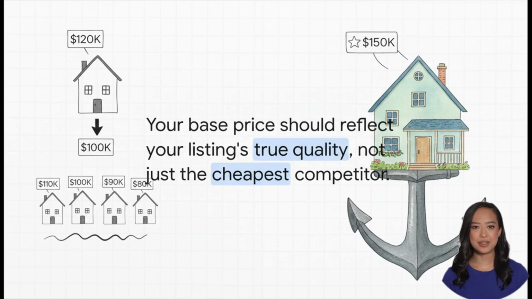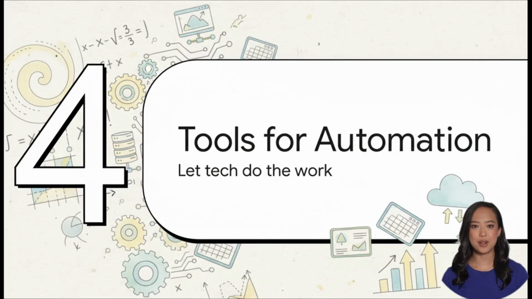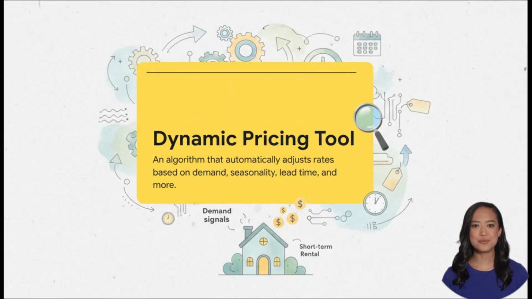Okay, I know what you might be thinking. This sounds like a full-time job. I don't have time to do all this math every single day. And you know what? You're right, it would be. But the great news is you don't have to. We can let technology do all the heavy lifting for us. And when you hear a word like algorithm, don't get intimidated. Seriously, just think of it as your own little pricing assistant. It's a tool that takes all those demand signals we just talked about, applies that 4-step logic we just learned, and does it automatically, 24/7, to find the perfect price for every single night.